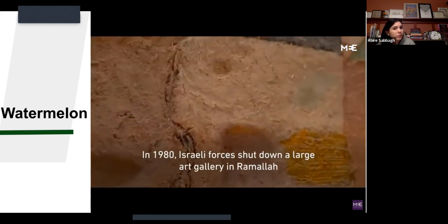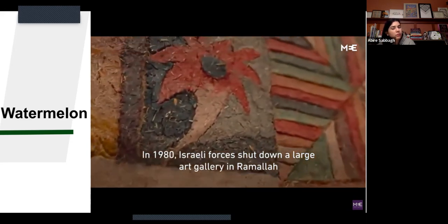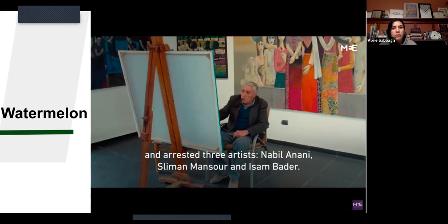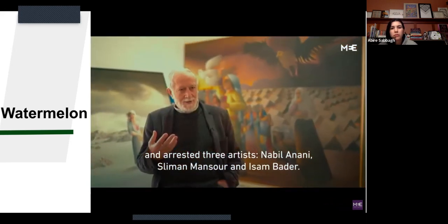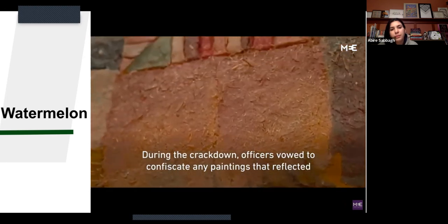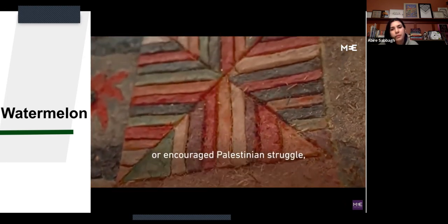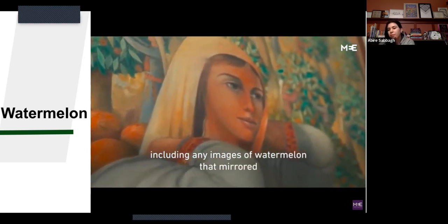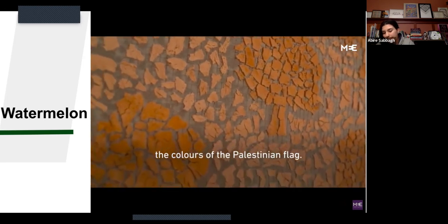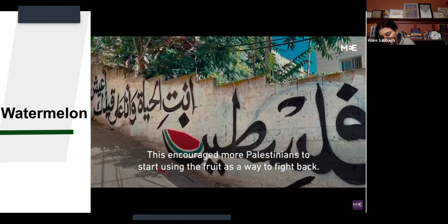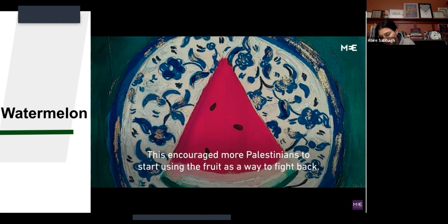In 1980, Israeli forces shut down a large art gallery in Ramallah and arrested three artists, Nabil Anani, Sliman Mansour, and Issam Badr. During the crackdown, officers vowed to confiscate any paintings that reflected or encouraged Palestinian struggle, including any images of watermelon that mirrored the colors of the Palestinian flag. This encouraged more Palestinians to start using the fruit as a way to fight back.